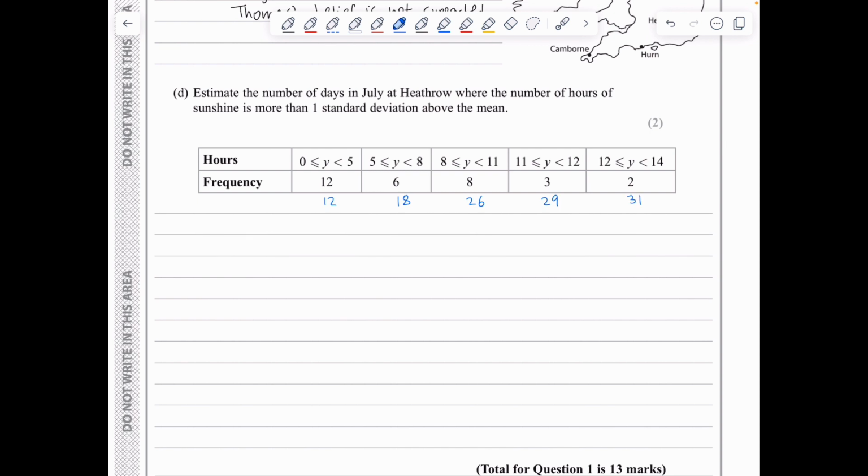Remember, we're trying to estimate the number of days where the number of hours of sunshine is more than a standard deviation above the mean. So I will be calculating y bar plus sigma y, which is 6.63 plus 3.69, which gives you an answer of 10.32. And therefore I can quickly draw this diagram here.